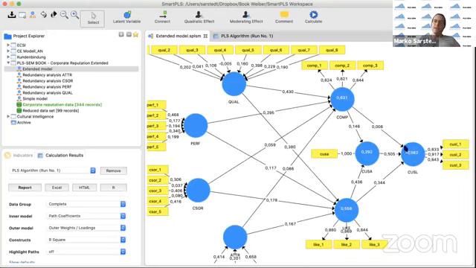So let's take a look at this model here. What we see is actually here my customer loyalty construct. And you see an actual number here in this customer loyalty construct. This is the R square.